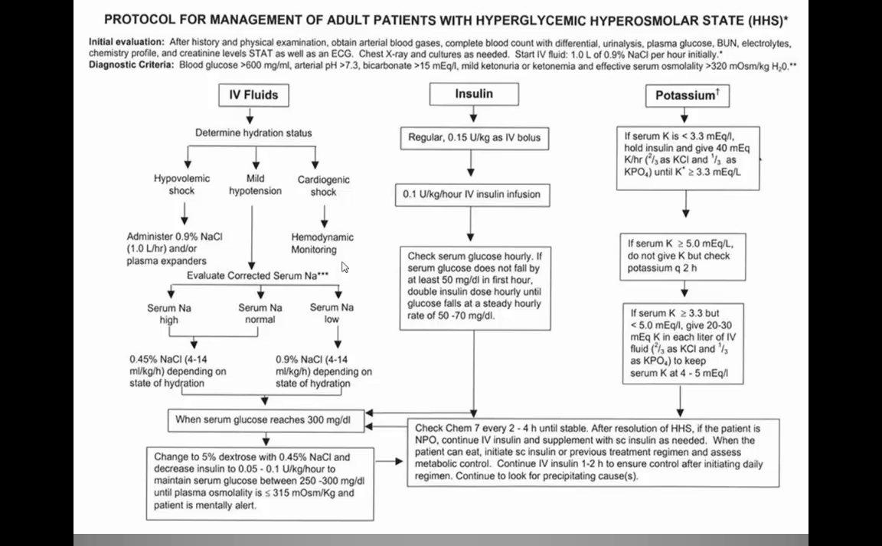And as I said in DKA, once the patient is hemodynamically stable, if the patient is NPO, continue IV insulin and supplement with subcutaneous. Then the patient can start eating little by little, clear liquids, then a soft diet, and continue to increase. Once the patient starts eating, initiate the subcutaneous insulin and of course continue assessing the patient.